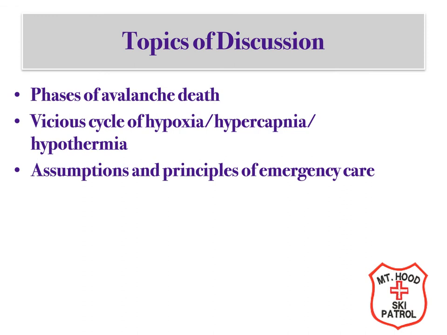In the following, we will start with a discussion of the phases of avalanche death. Avalanche death occurs as the end point of a progression of events. If we can interrupt this progression in our rescue efforts, we can prevent the endpoint, death, from occurring. We will then touch upon the three H's: hypoxia, hypercapnia, and hypothermia. We'll then wrap up with a discussion of the principles of care for avalanche victims.